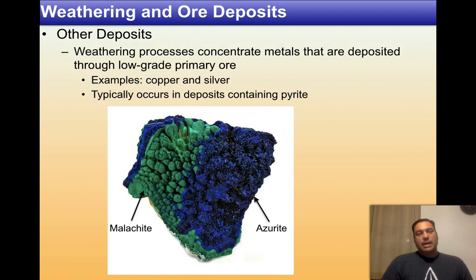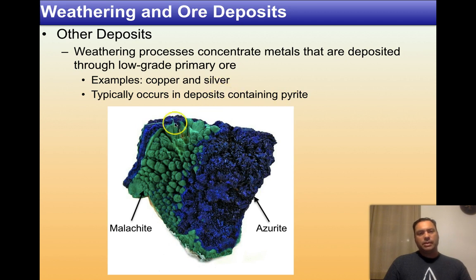Okay, so it turns out that not only are you producing bauxite, but soils actually produce some other really cool byproducts and ore deposits that are really useful to us. For example, copper and silver are frequently deposited in this way, not always perfectly into the soils, but as a byproduct of the weathering and formation of soils. So these typically occur in deposits containing pyrite, where you get the copper and the silver. They tend to go hand in hand.